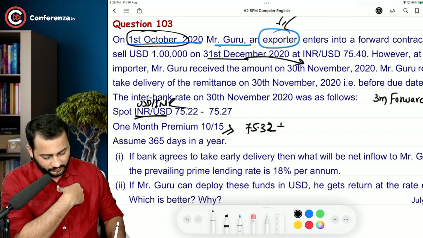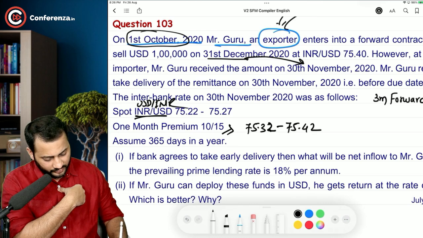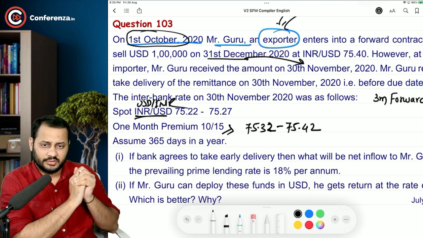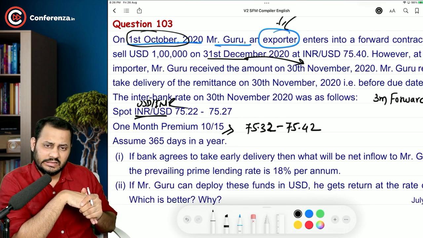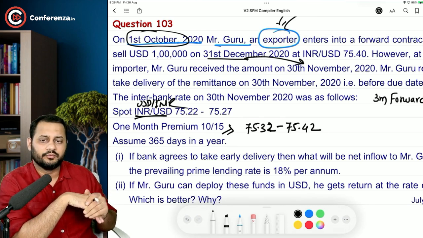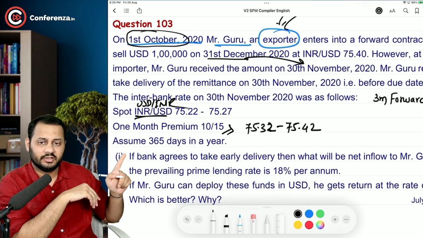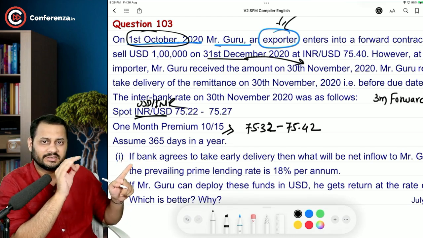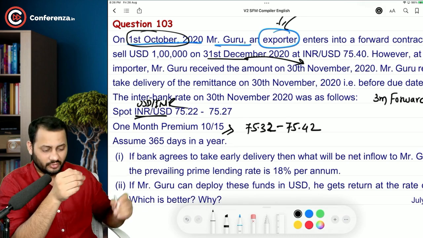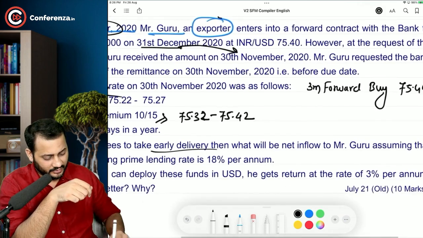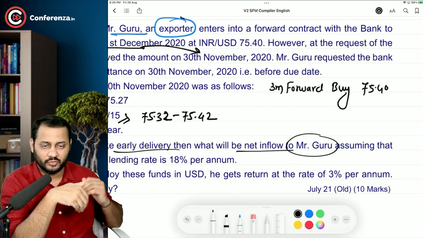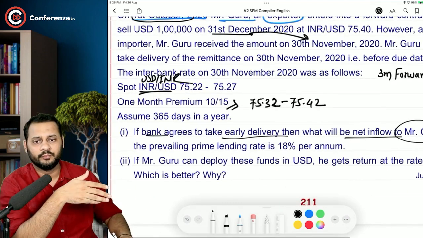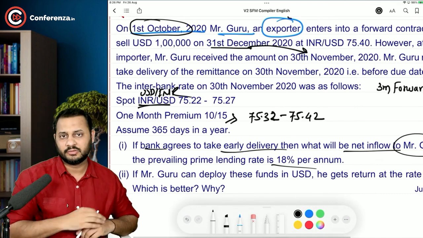Okay. 1 month premium is in ascending order, so we can calculate it: 75.32 and 75.42. Okay, sir. 32 and 42. Assume 365 days in a year. This first part is exactly similar to the previous question. If the bank agrees for the early delivery, what will be the inflow to Mr. Guru? He will sell the dollar to us. How much are we going to pay to Guru at a prime lending rate of 18% per annum?